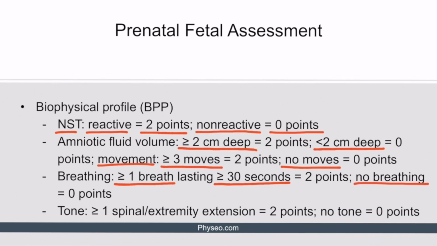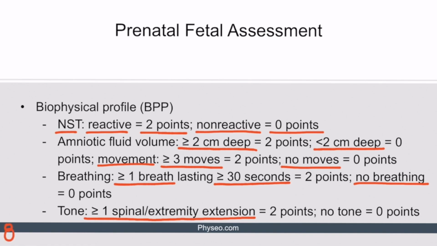And finally, the last criterion is the fetal tone. If the fetus performs 1 or more spinal or extremity extension movements, then the fetus gets 2 points. It shows you that the fetus is moving well, that it can move. But if there's no extension, then the fetus gets 0 points.